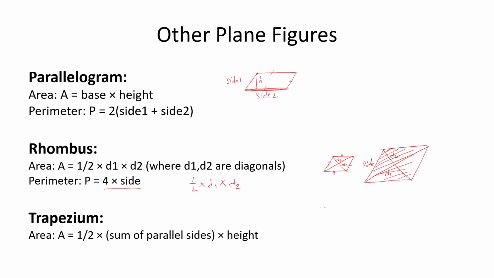Next shape is the trapezium. Trapezium is this kind of shape. This is a trapezium. So here this line and this line are parallel. Only two lines are parallel. So how to compute area? It is 1 by 2 of the sum of these parallel lines times the height. Okay, this is height h. So the sum of this plus this, into height. 1 by 2 into this plus this, into height.